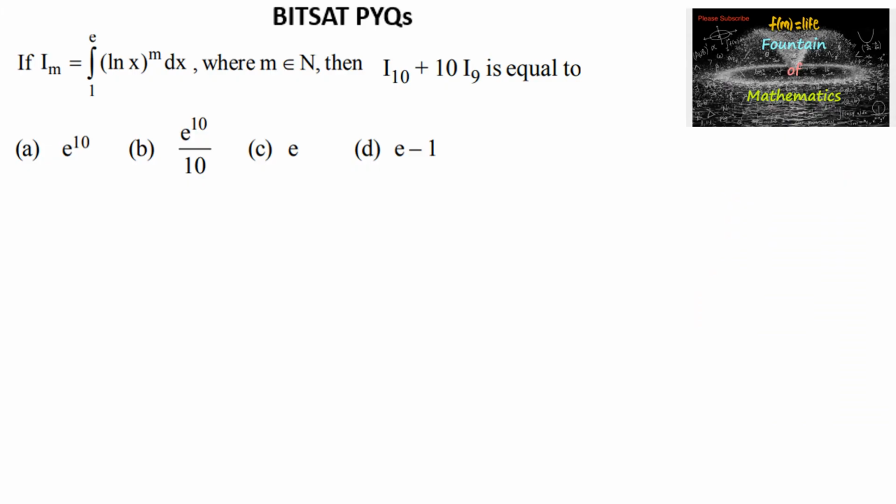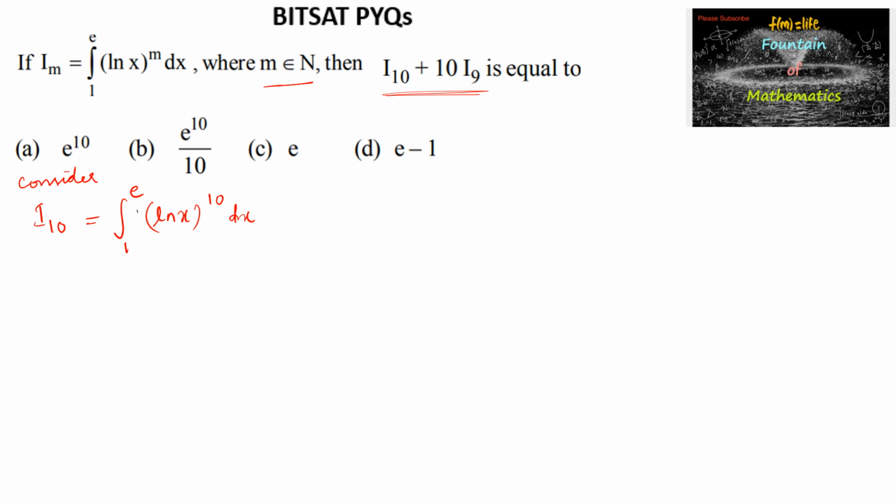Given that Im is equal to integral 1 to e of log x whole power m dx, where m is a natural number, we need to find I10 plus 10 times I9. So let us consider I10. In place of m we have to consider 10. So integral 1 to e log x whole to the power of 10 dx.